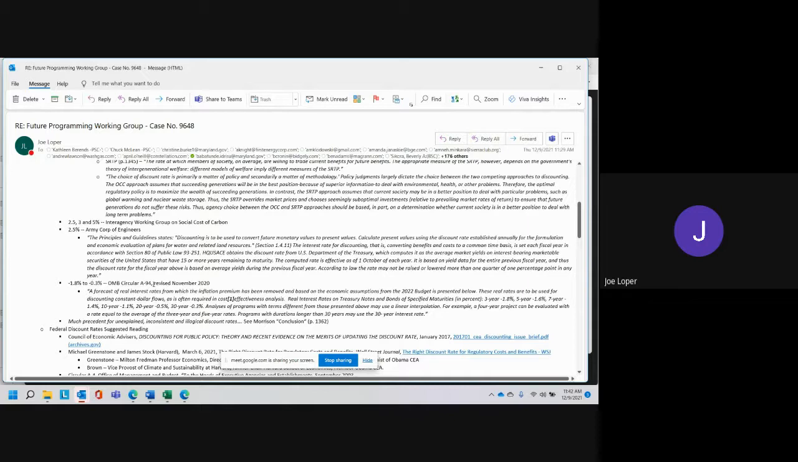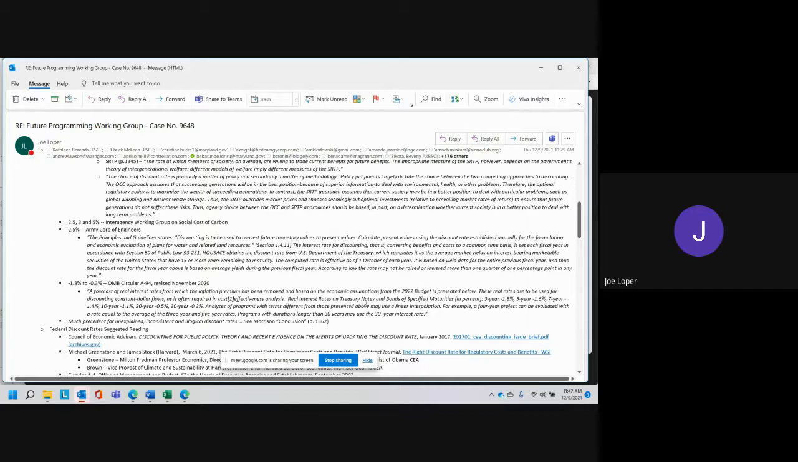The OMB Circular A-94, which is kind of supplemental to the A-4, was revised November 2020. It says a forecast. Okay, right. Forecast real interest rates, with the inflation premium removed, based on the economic assumptions from the 2022 budget. These real rates are to be used for discounting constant dollar flows, as is often required in cost effectiveness analysis. Right. This is the Office of Management and Budget, coming from the White House. November 2020 is before the current administration, but I think the administration is probably going low interest rates as well.